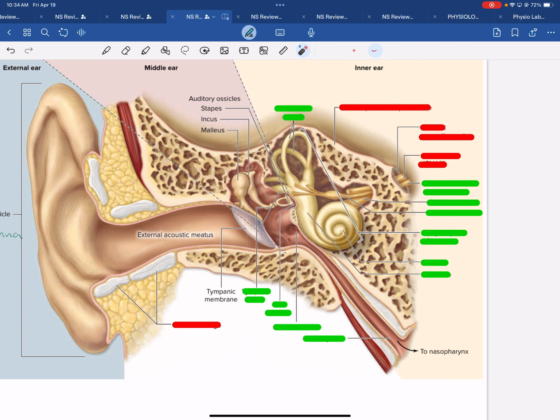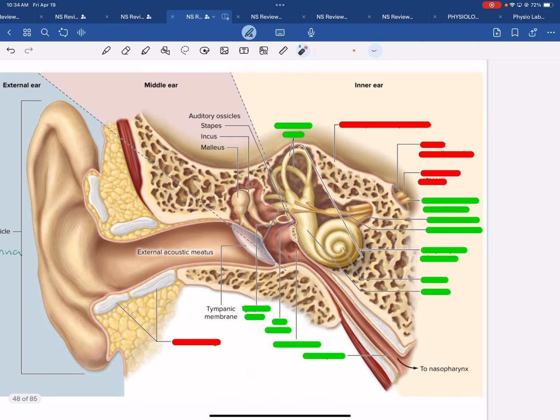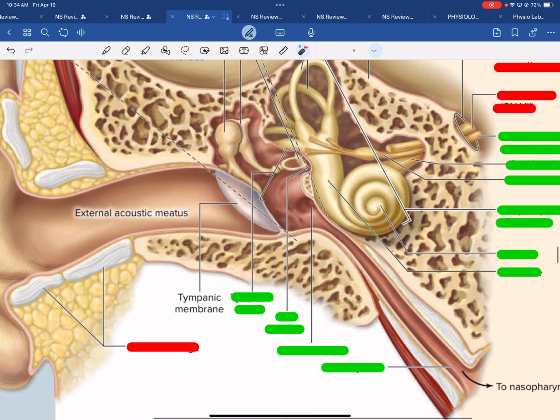All right, what about, yeah, what are we gonna do next? What is this? Oval window. Good, the oval window.